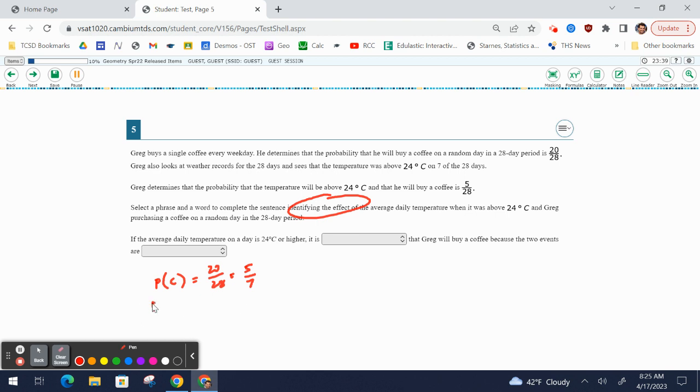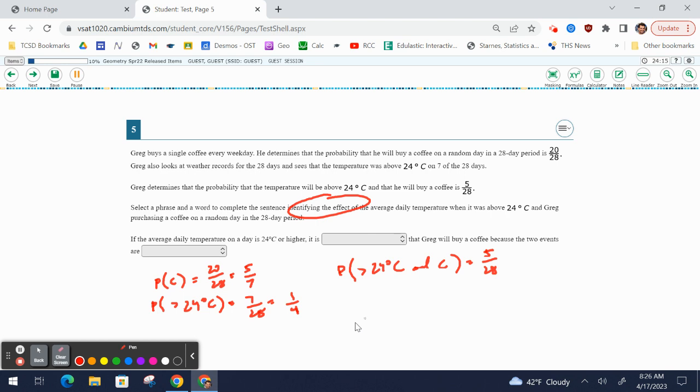And then the probability that the temperature was greater than 24 degrees Celsius was 7 out of 28. Again, we can divide that by 7 to get 1/4, right? Then he gives us that the probability that the temperature was above 24 degrees Celsius and he buys a coffee was 5 out of 28.